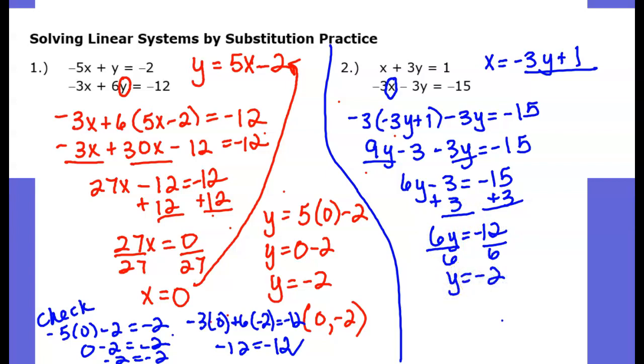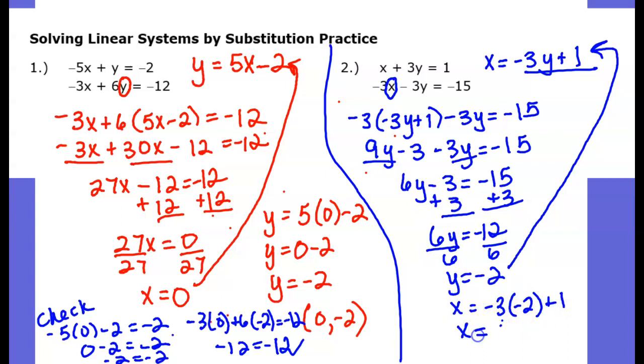I'm halfway there. Now to get the x, I simply take that negative 2 and plug it back in here. My x is going to be equal to negative 3 times negative 2 plus 1. X is going to be equal to 6 plus 1, which is 7. So my ordered pair would be 7 is my x, negative 2 is my y.